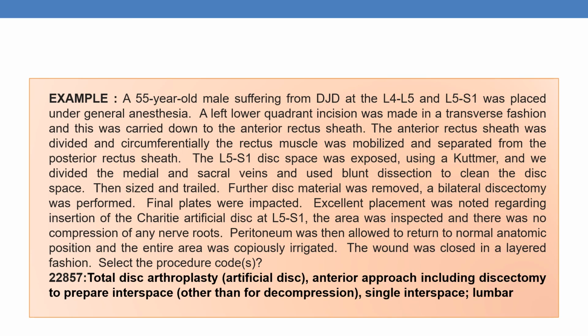Now let us see an example. A 55-year-old male suffering from DJD at L4 to L5 and L5 to S1 was placed under general anesthesia. A lower quadrant incision was made in a transverse fashion and carried down to the anterior rectus sheath. The anterior rectus sheath was divided and circumferentially the rectus muscle was mobilized and separated from the posterior rectus sheath. The L5 to S1 disc space was exposed. Using a Cobb elevator, we divided the median sacral veins and used blunt dissection to clean the disc space. Then sized and trialed. Further disc material was removed. A bilateral discectomy was performed.